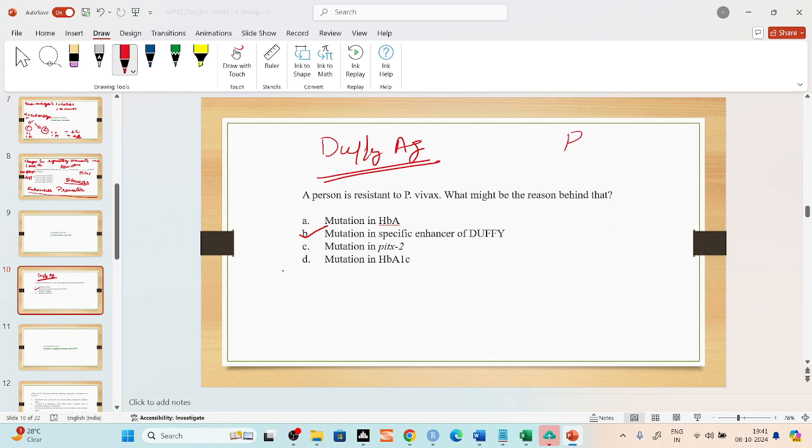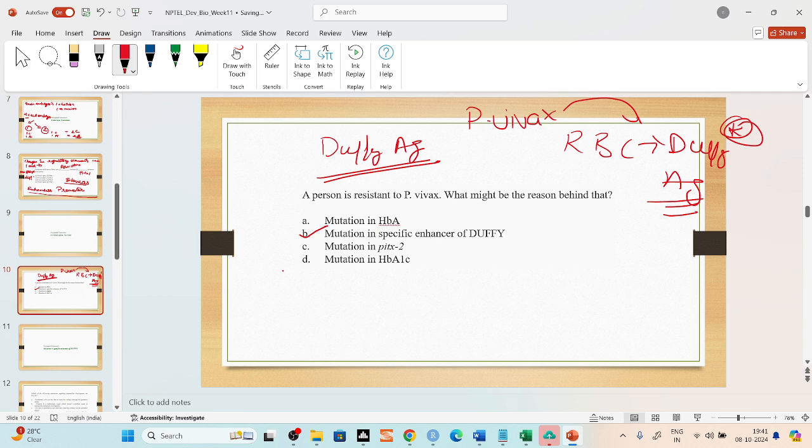So basically on red blood cells, if the Duffy antigen is present, then Plasmodium vivax will come and it can infect it. But if there is any mutation in this Duffy antigen, then what will happen? Then Plasmodium vivax cannot bind to it because the Duffy antigen has become non-functional. Therefore, those persons who have a mutated Duffy antigen will become resistant to the Plasmodium vivax infection.